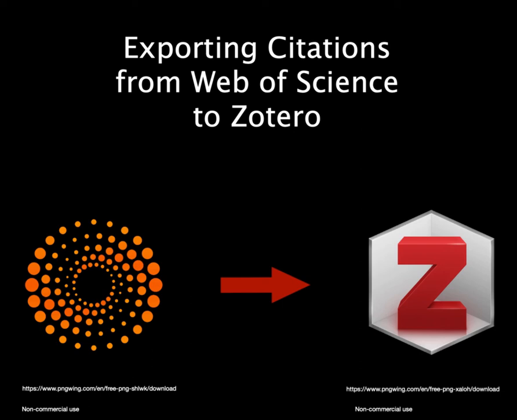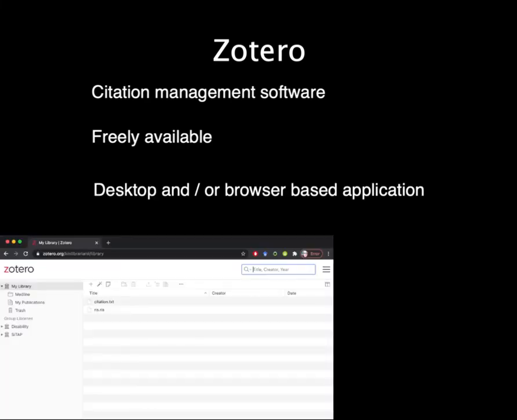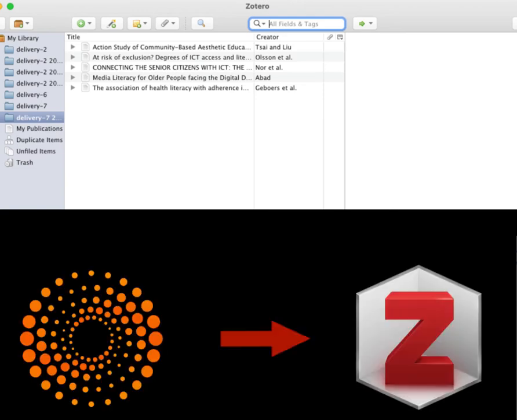Exporting citations from Web of Science to Zotero. Zotero is a citation management software that is freely available on the web that can be used either as an in-browser or a desktop application. This video utilizes the desktop version and demonstrates how to export citations from Web of Science to Zotero.